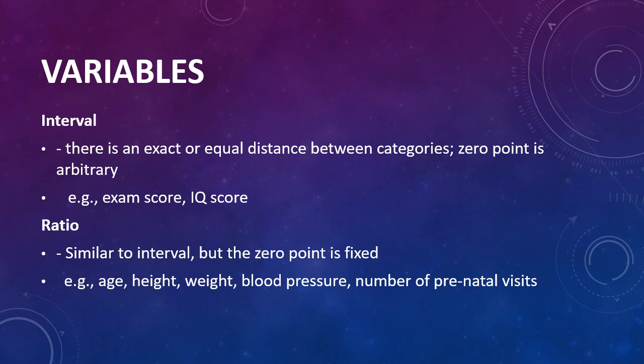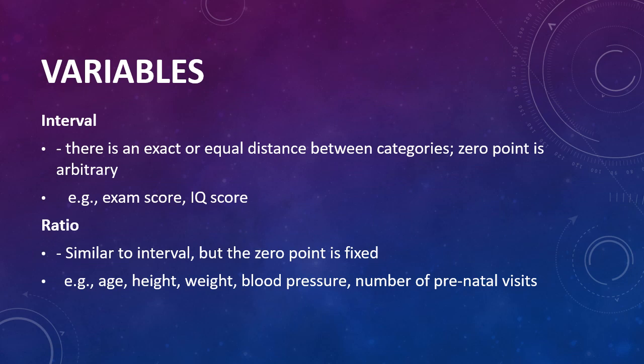Interval variables are quantitative and equidistant, but the 0 point is arbitrary. So this is according to the proponent's preference. So the 0 point could be according to what the research proponent chooses it to be.